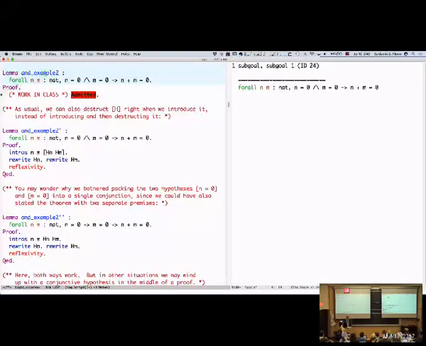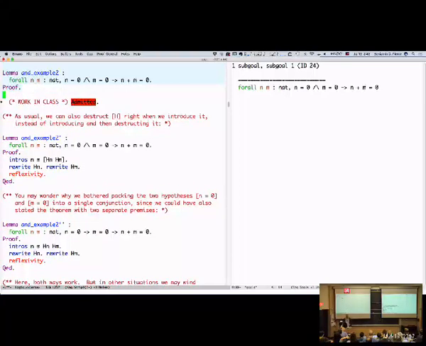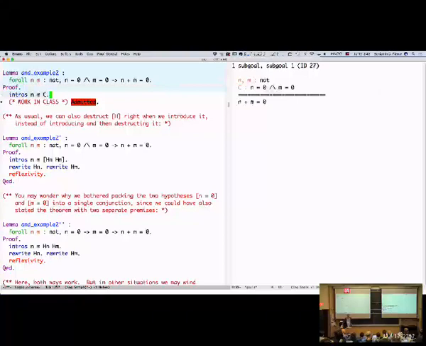Here's an example of that. Suppose we want to prove that if n equals 0 and n equals 0, then their sum is 0. Let's begin with an intros. And now we have this conjunctive hypothesis C. So how could we get some juice out of that hypothesis using one of the tactics that we know?